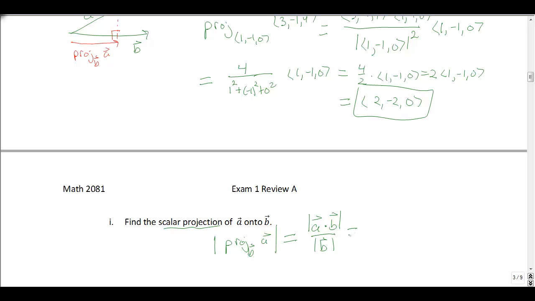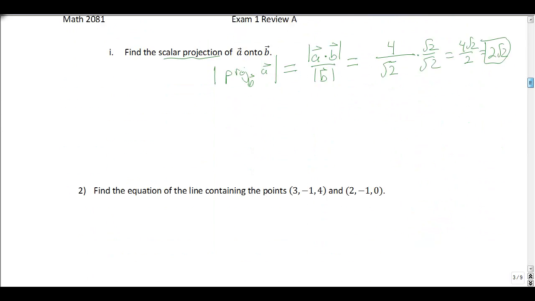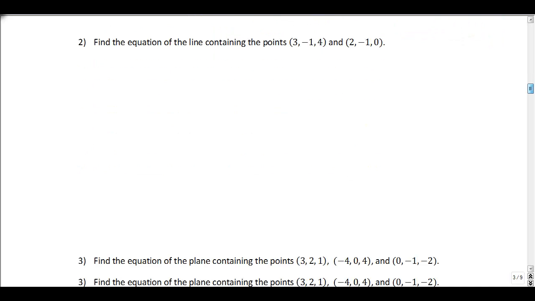So in our case, a dot b is 4. Magnitude of b is square root 2. So we get 4 over square root of 2. It's probably an okay answer. It might be a good idea to multiply top and bottom by square root 2 to rationalize that denominator. So we get 4 square root 2 over 2, which is 2 square roots of 2. So the scalar projection of a onto b is 2 square root of 2. Note that's going to be the same thing as the magnitude of this 2, -2, 0, the vector projection. Okay, so end of that a and b vector calculations.